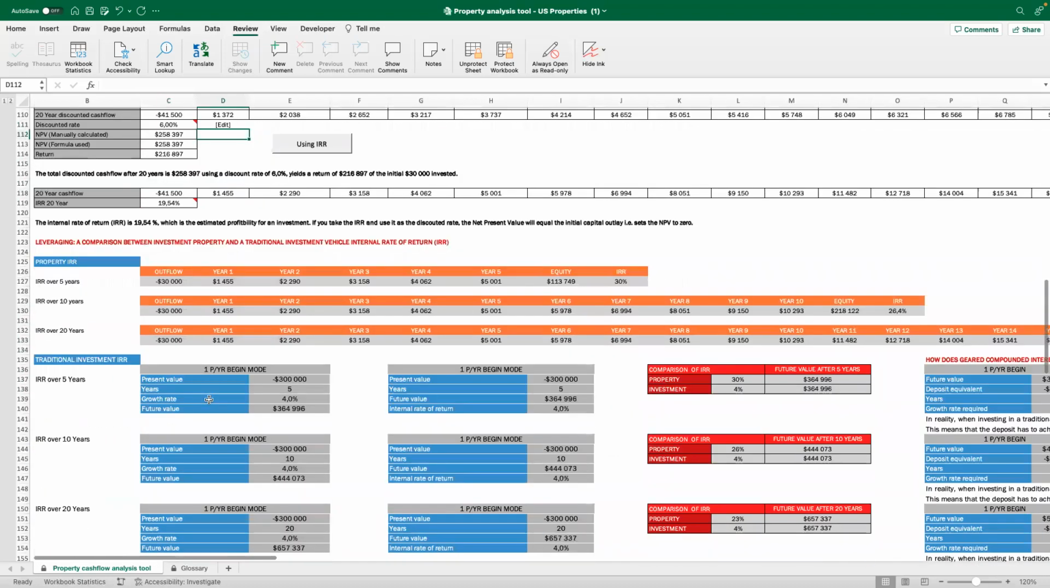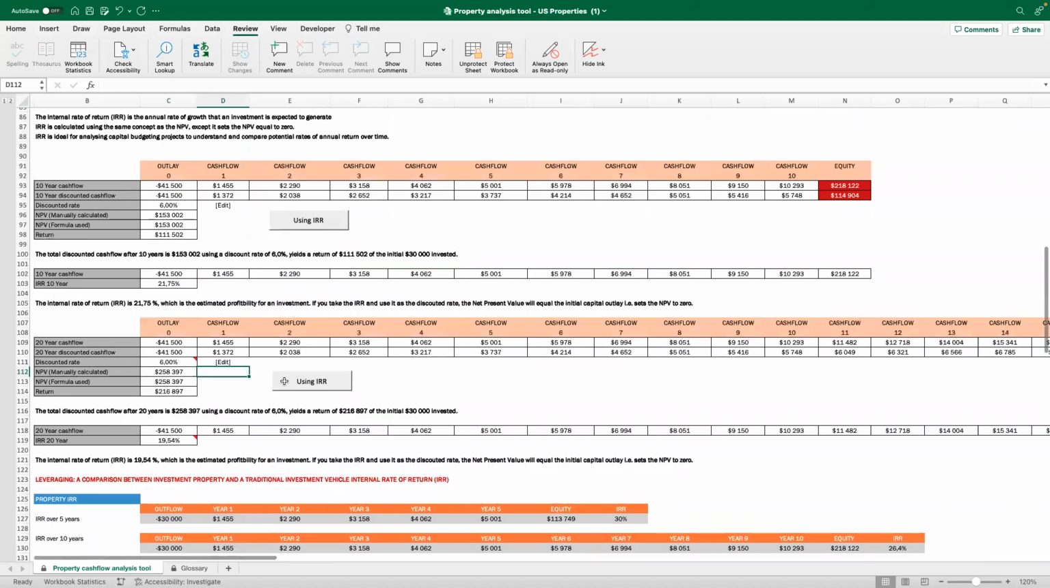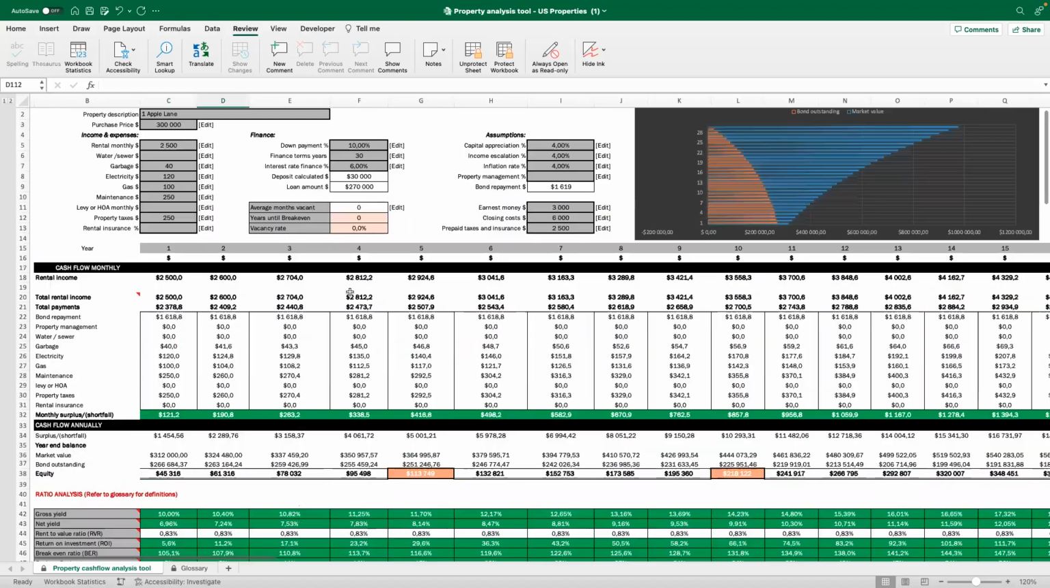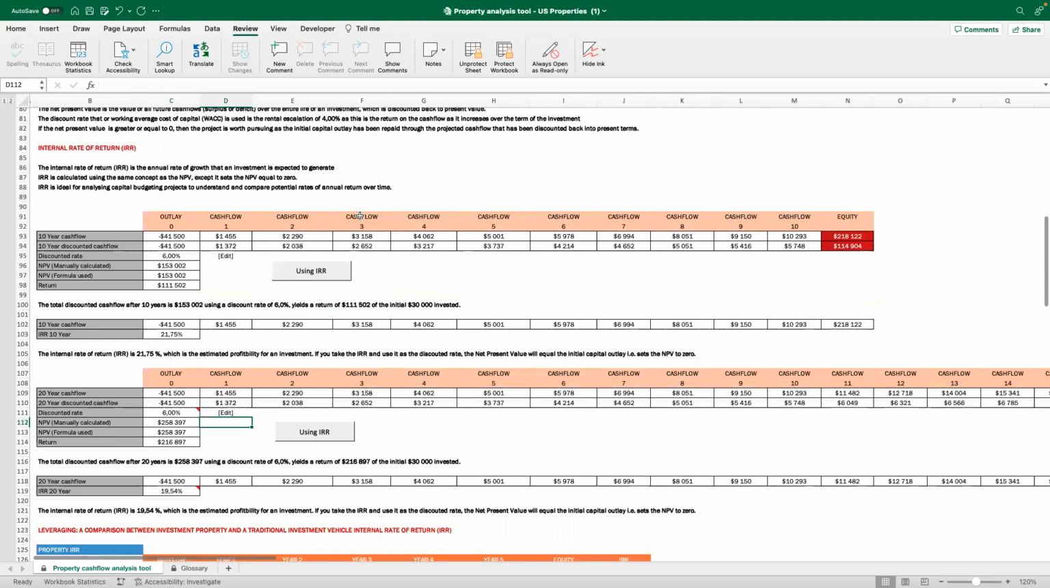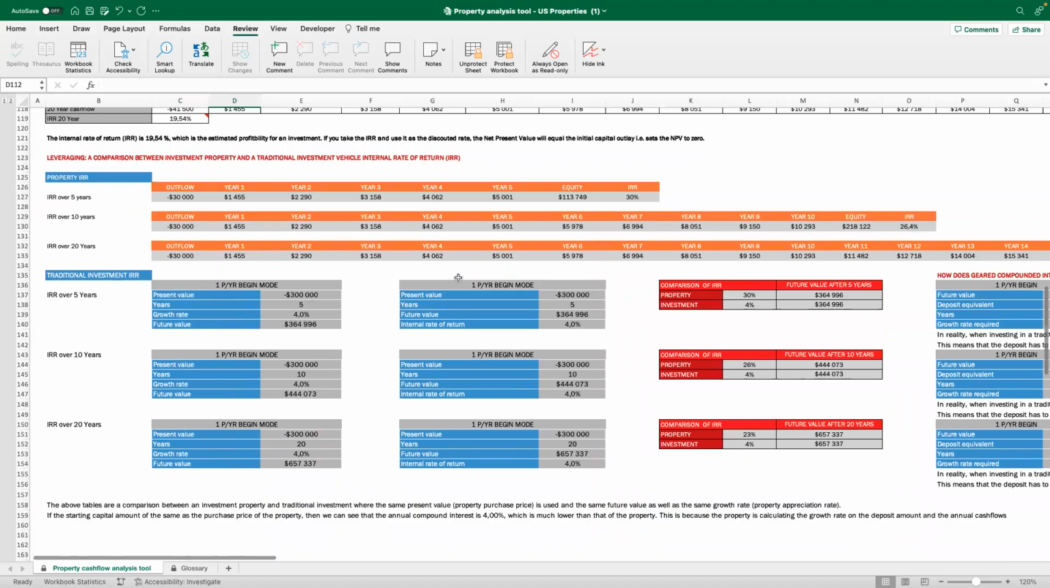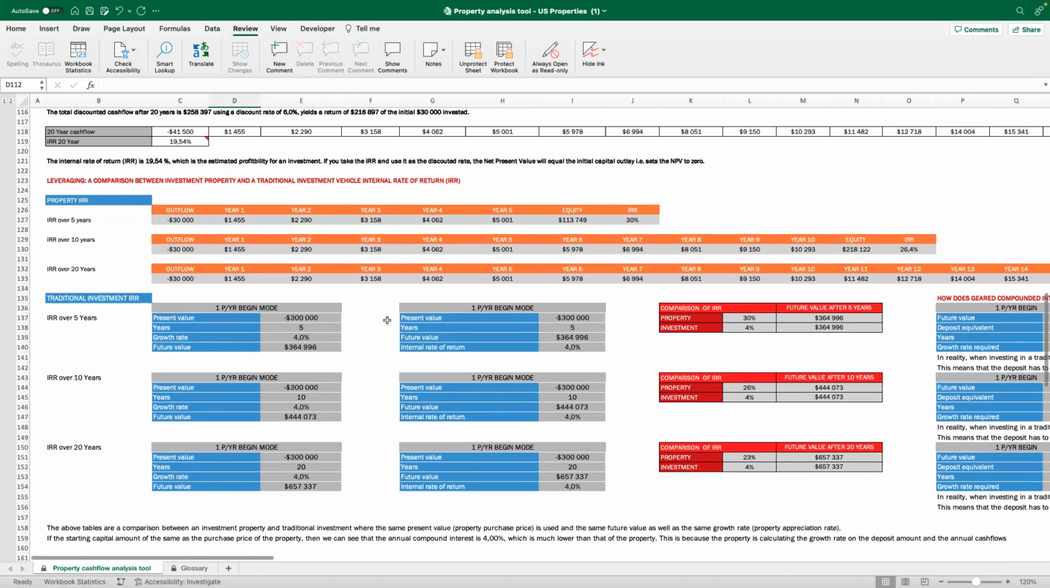The last one here is just the leveraging component where we want to see if we compare this property, and I'm again using the property here, compared to a traditional investment. In essence, I could, if I really wanted to, factor in the other costs, but it doesn't make much of a difference because the message here is we want to compare how leveraging works compared to traditional investment.